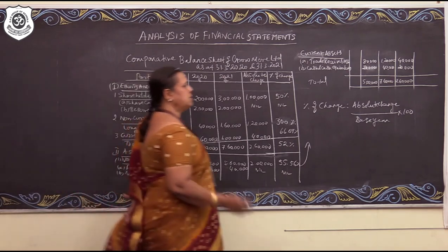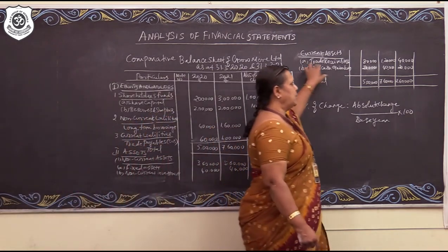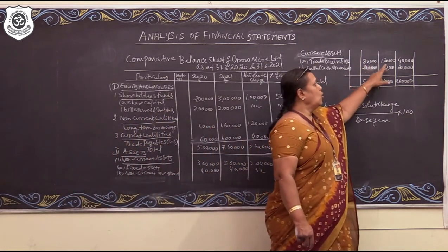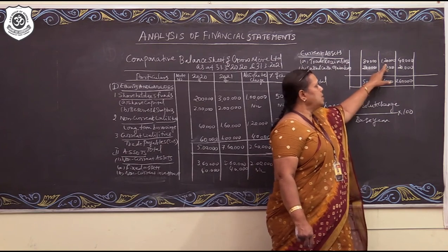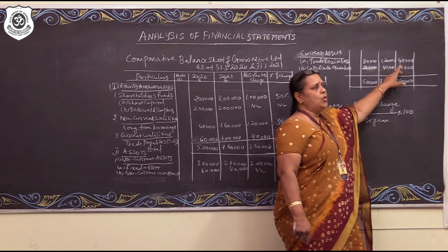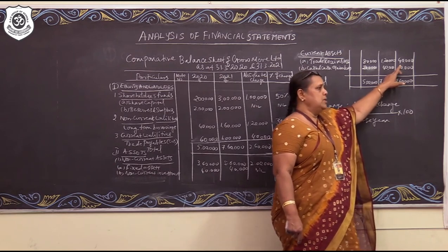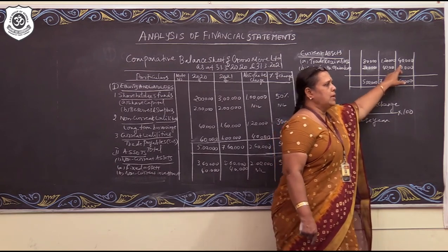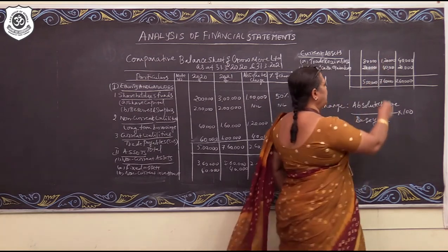Coming to current assets, opening balance of trade receivables is 80,000 rupees, closing balance of trade receivable is 1,20,000 rupees. There is an increase to the extent of 40,000 rupees, so leading to an increase of 50%.